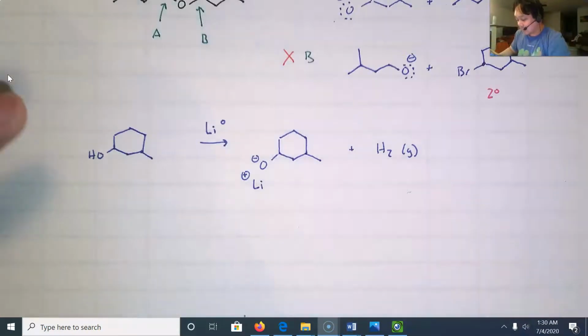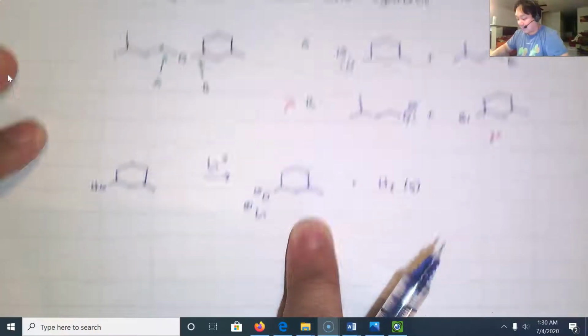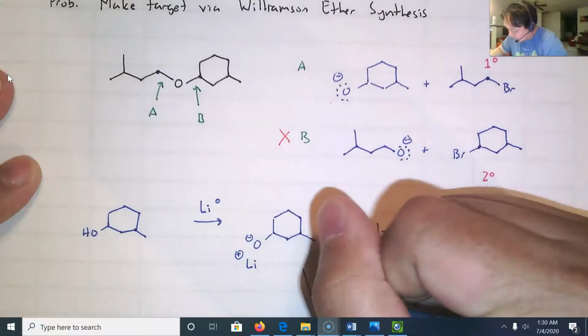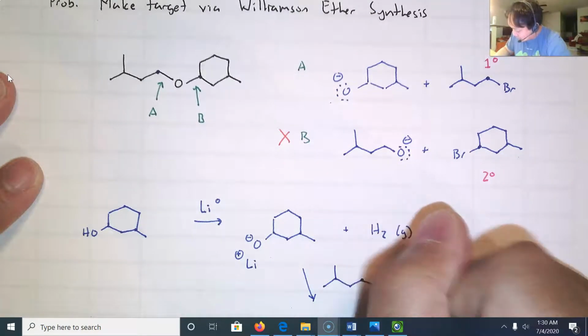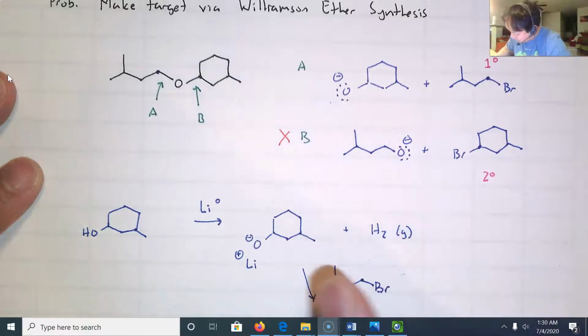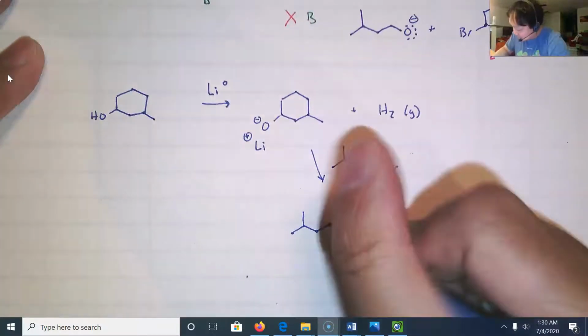Okay. Oh, still doing the synthesis. So here we go. We have that alkoxide, and then the second reaction is this. Oops, Br dot. So you didn't see that. Dot.